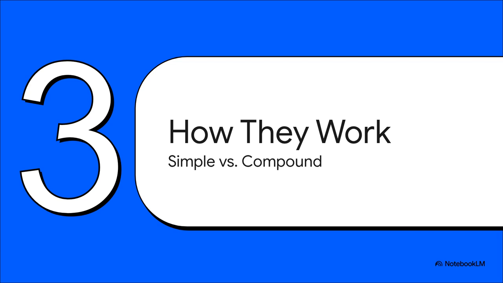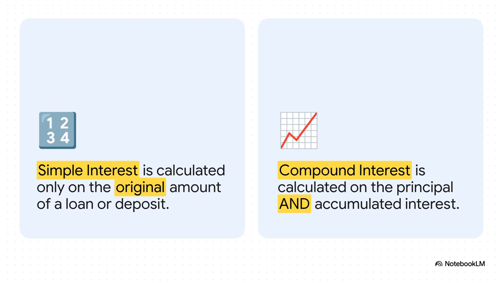Okay, so we know what interest is and why it's a thing, but how is it actually calculated? There are two main ways, and believe me, understanding the difference is crucial because it can have a huge impact on your money over time. Simple interest is, well, simple. It's calculated only on that original amount you borrowed or saved, which is called the principal. But compound interest, that's where things get really interesting. It's calculated on the principal plus any interest you've already earned. People call it interest on interest, and honestly, it is an incredibly powerful force.